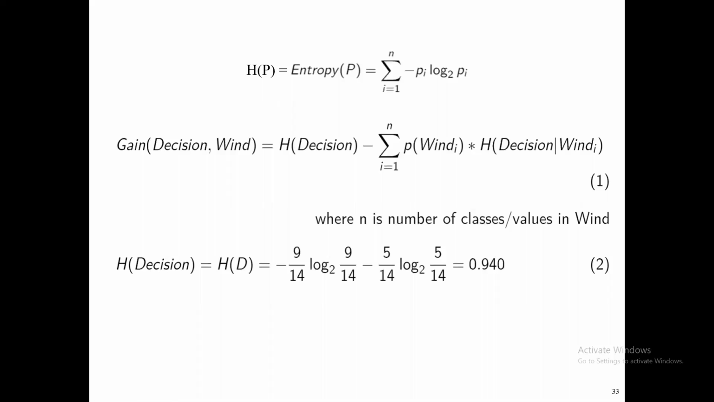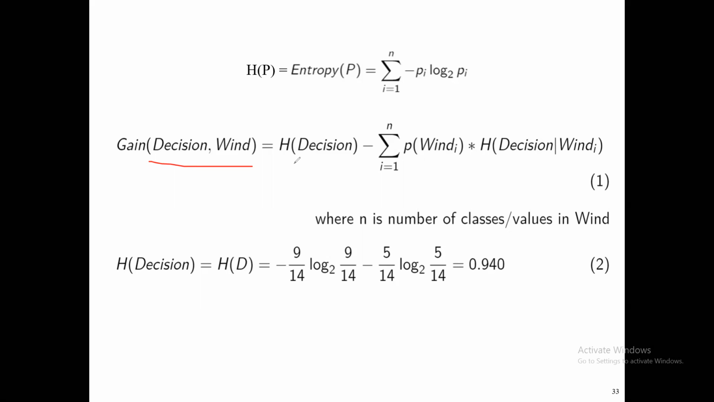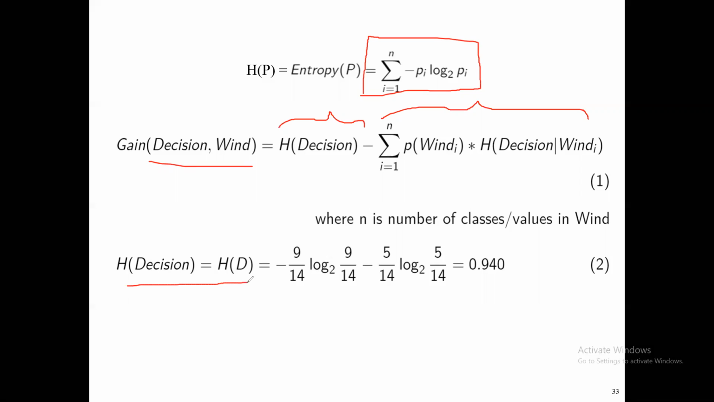So let's first calculate the information gain due to the attribute wind. As we know, information gain is just the reduction in entropy. So how we calculate that is by subtracting the expected entropy of wind from the entropy of the decision column, right? We already are familiar with the formula of entropy, which is stated here. So using that, we can easily find out the value for entropy of decision.